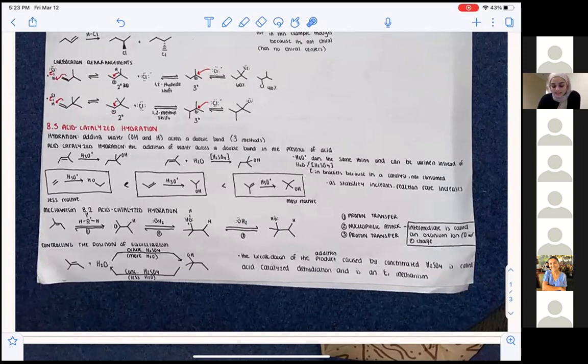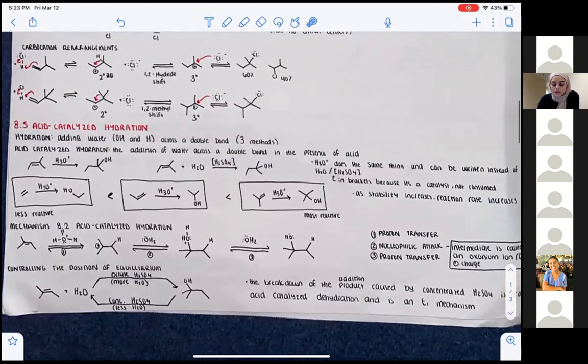So over here we have acid catalyzed hydration. It's just adding OH and H across the double bond. And then there are 3 methods. For acid catalyzed hydration, we have the addition of water across the double bond in the presence of acid. So over here, that can look like this, where we have H3O+, or it can also look like this, where we have H2O, H2SO4.